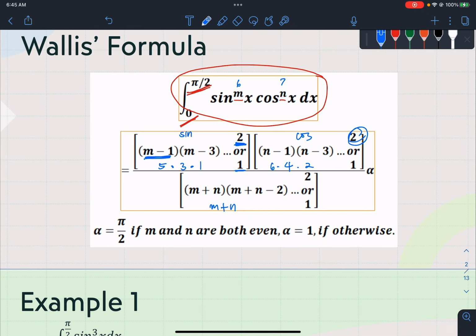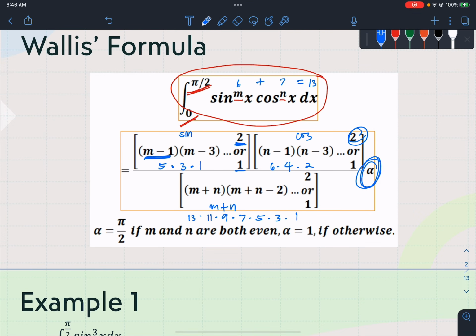So for the denominator, we need to add first. Okay, so that is 6 plus 7, which is 13. So for the denominator, we start right away at 13. And then the succeeding sequence will be subtract 2. So 13 minus 2 is 11, minus 2 is 9, minus 2 is 7, minus 2 is 5, minus 2 is 3, minus 2 is 1. Until we end up at either 2 or 1. So that's how we use the formula.